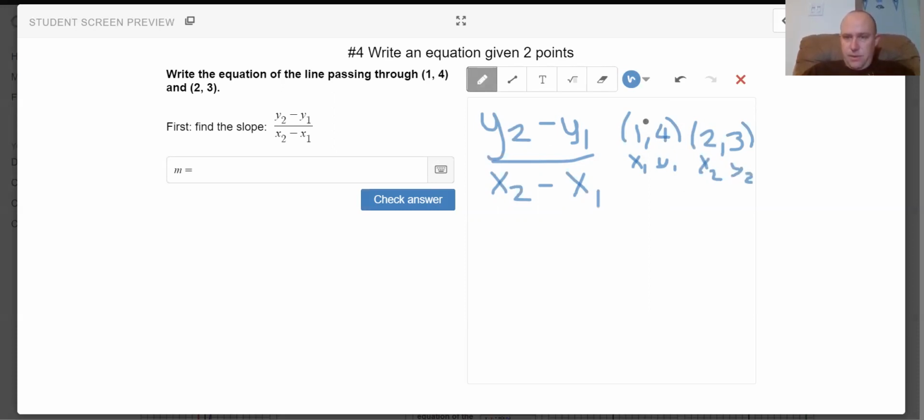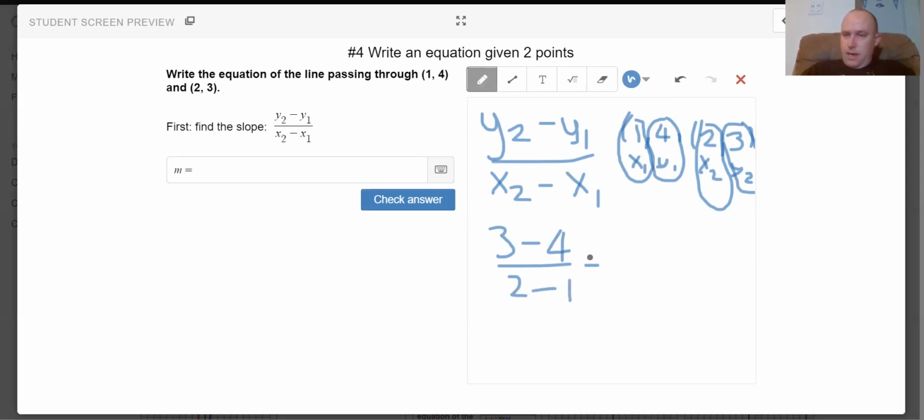All right, so y2. And if you want to put the little loops in, this is what we did on the first unit as well, just to make it a little clearer what each of these things are. So y2 in the top left corner is 3. y1 is 4. x2 is 2. And x1 is 1. And if I type all that into Desmos to work out what I get, negative 1.